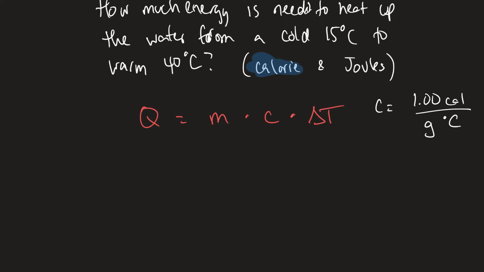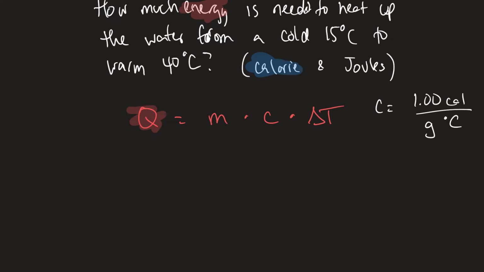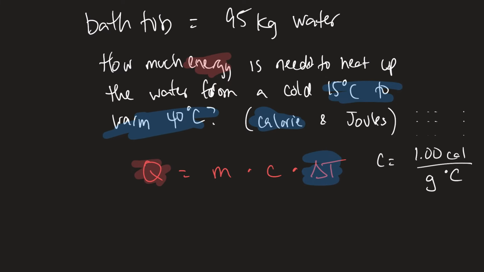All right, so it's basically saying that we're trying to figure out how much energy, so this is our Q, is needed to heat up the water from a cold 15 degrees Celsius to 40 degrees. So this is our temperature here. So that's for our delta T. All right. I already told you from the beginning that we had 95 kilograms of water. So that's my mass there. And then I told you what the specific heat for water was. So we have everything that we need.